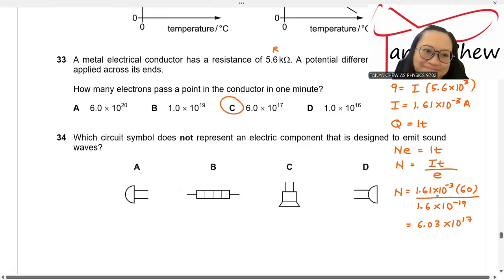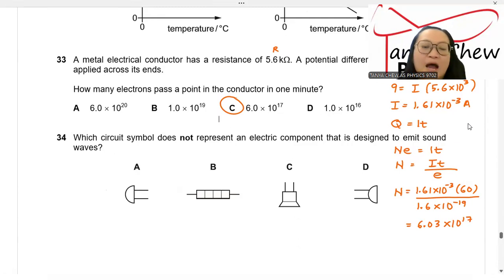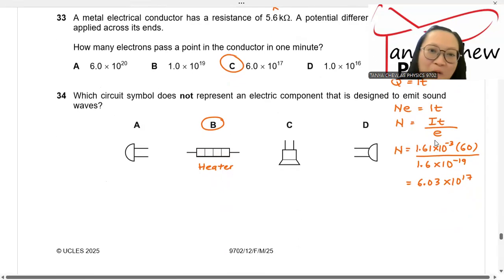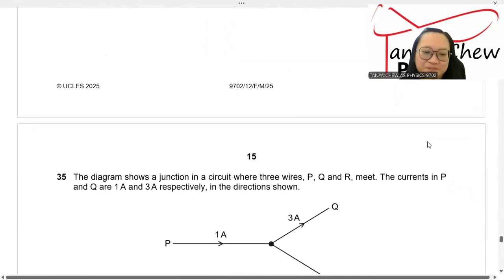Number 34. Which circuit symbol does not represent an electric component that is designed to emit sound waves? Right, the one that is not designed to emit sound waves is B. B is called a heater, to emit heat. Other than that, the buzzer and the bell all emit sound waves.